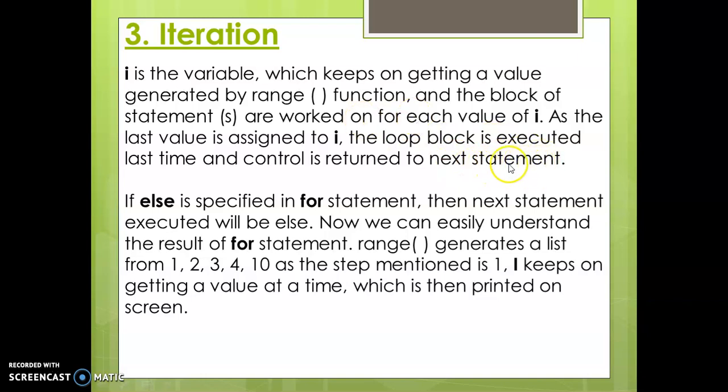First it will print 1, the second time it will update to 2, the third time it is updated to 3. Till the last condition is true, it will update every time. If else is specified in a for statement, then the next statement executed will be else. Now we can easily understand the result of the for statement. Range generates the list of 1 2 3 4 till 10 with the step mentioned. i keeps on getting values. See here, I am giving you an example.